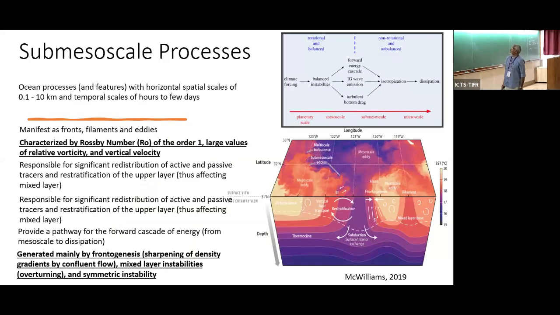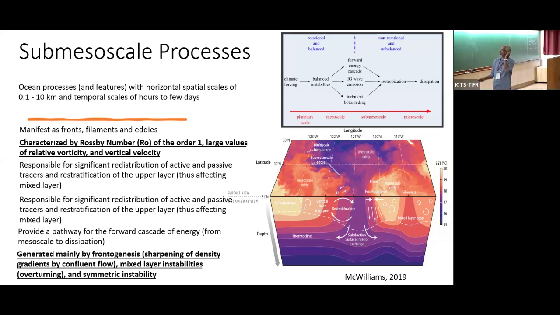So I think this hall might have heard quite a bit on submesoscale. This is a brief summary from the paper by Jim McWilliams, which portrays where the submesoscale lies in the spatial and time domains. This is the mesoscale here, and then the submesoscale. This is mostly non-rotational and unbalanced compared to the large scale circulation, which is rotational and balanced. This is between the mesoscale and the microscale where the dissipation is starting.